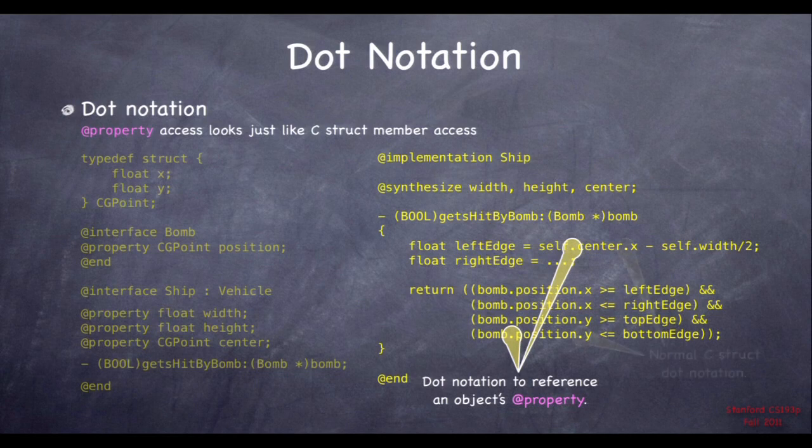These other dots over here are accessing the C struct, whether it's the self.center C struct or the bomb.position C struct. Do you see how dot notation and C structs kind of play nicely together? If I want to know the x position of the bomb, I can say bomb.position.x. So that's part of the motivation behind making dot notation look this way. Everybody got that?